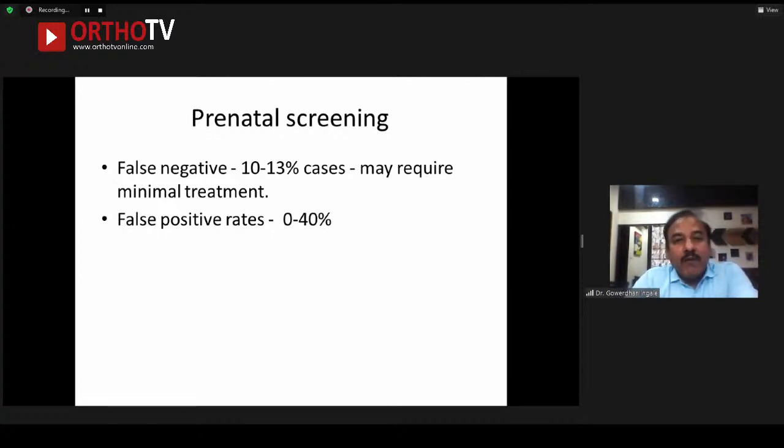The false negative rate can be 10 to 30%, and the false positive rate is quite high. That is because of postural or positional clubfoot. So the sonologist should wait and repeat the USG after 30 minutes to confirm it.